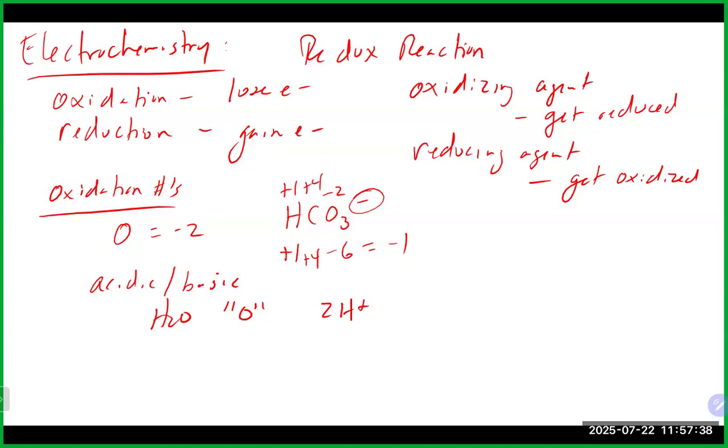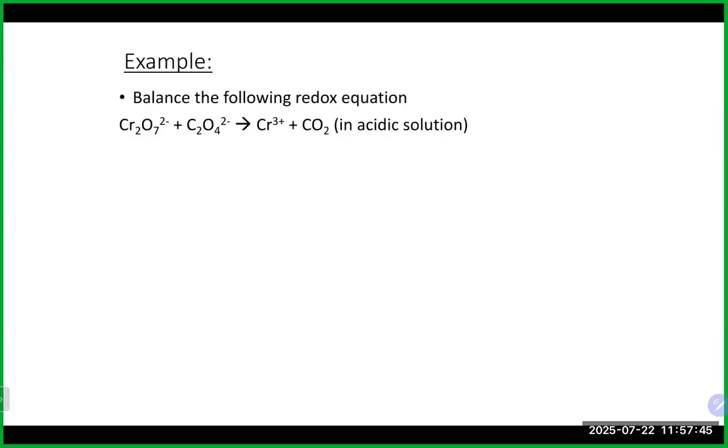Any questions on that? All right, let's do one more to wrap that part up. Why don't we balance this redox reaction in acidic conditions? A little dichromate and some oxalate make some chromium-3 and carbon dioxide. So take a few moments, balance it up, and also identify what's being oxidized and what's being reduced.